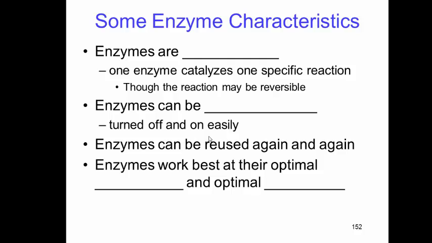Enzymes can be regulated. They can be turned off and turned on. An example of that was inhibition that we looked at. Enzymes can be reused again and again. And an enzyme works best at its optimal temperature and at its optimal pH.